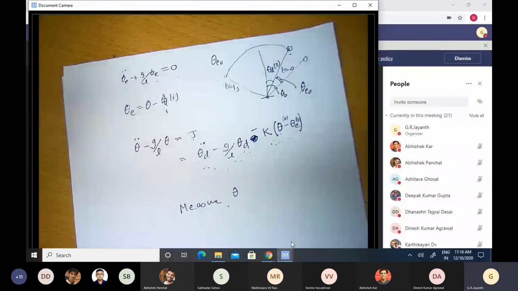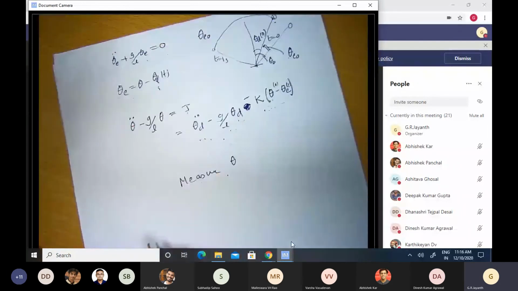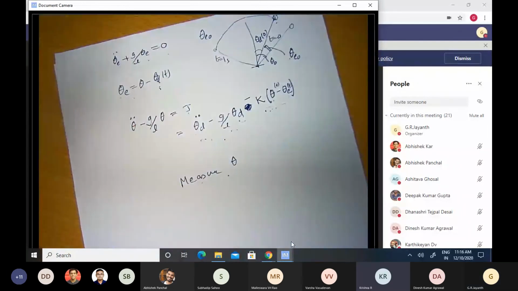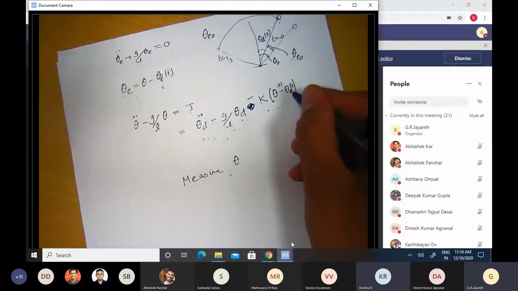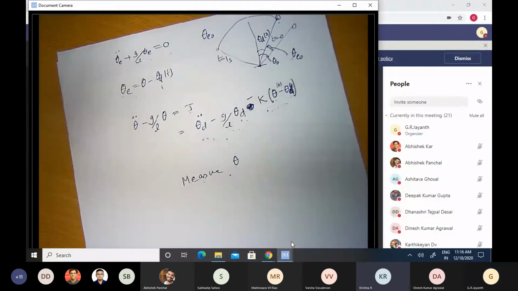Let us see. So if we simplify the equation, theta minus, one question. Pardon me? So is it theta minus theta d of t or theta e of t? Theta d, sorry, you are right. Oh, theta d. Thank you for pointing it out. The error, theta minus theta d. Or in other words, it's just minus k times theta e.